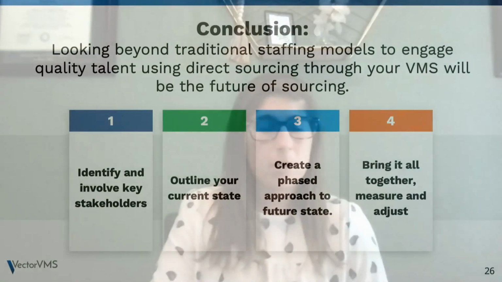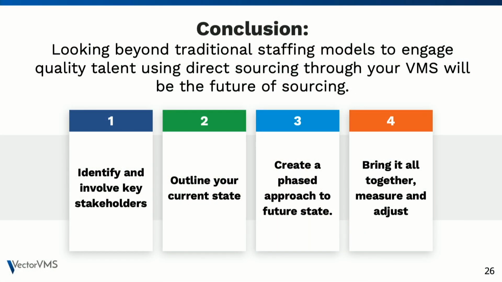To summarize, we're going to start by identifying and involving those key stakeholders, outlining your current state, using that current state to create a phased approach to implementing our future state that we continually adjust and change, and then bringing it all together and measuring and adjusting using the analytics that are provided and those different management technologies.